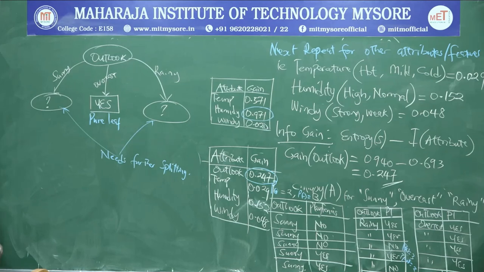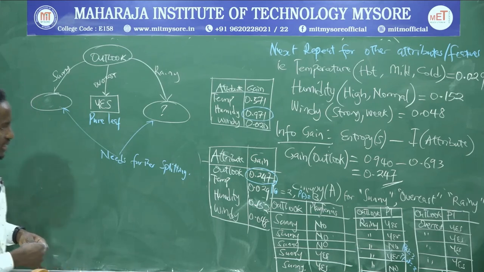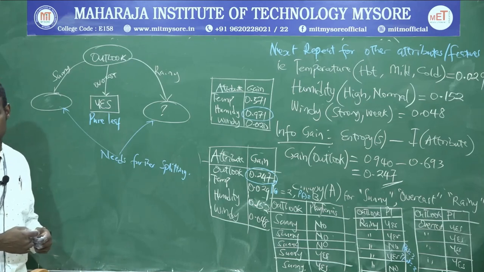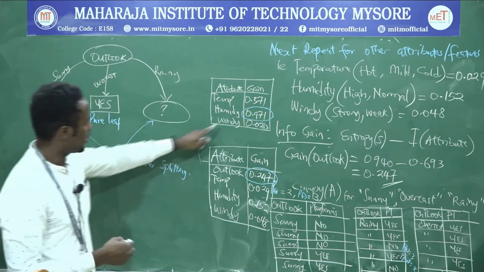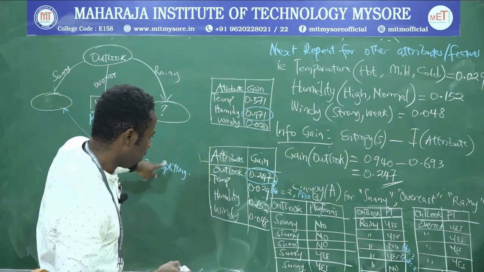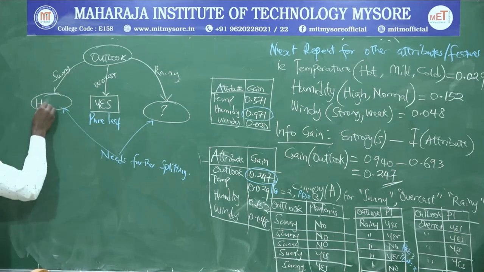So we come here now and we say, fine. The one that should come next is what? Humidity. Fine. So here I can put now sunny. So with that, the next node becomes humidity. Please remember, humidity has the highest information gain, right? So we put humidity here.